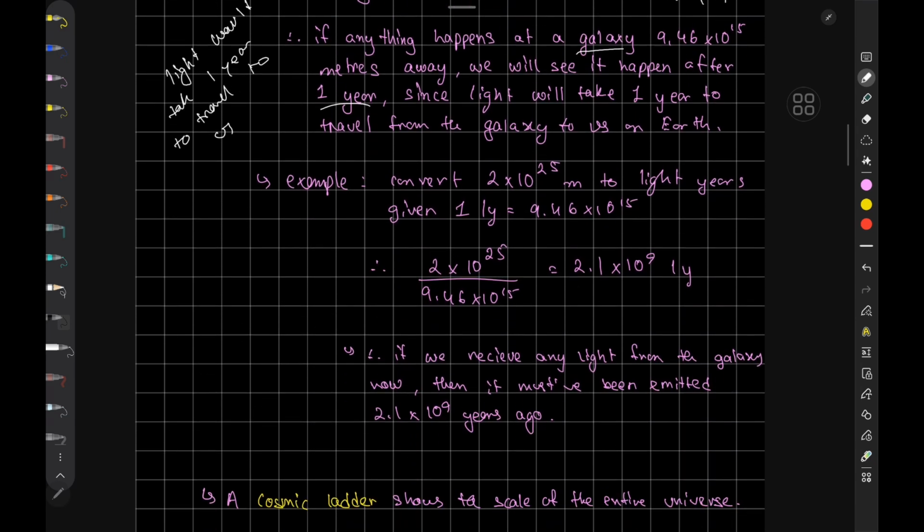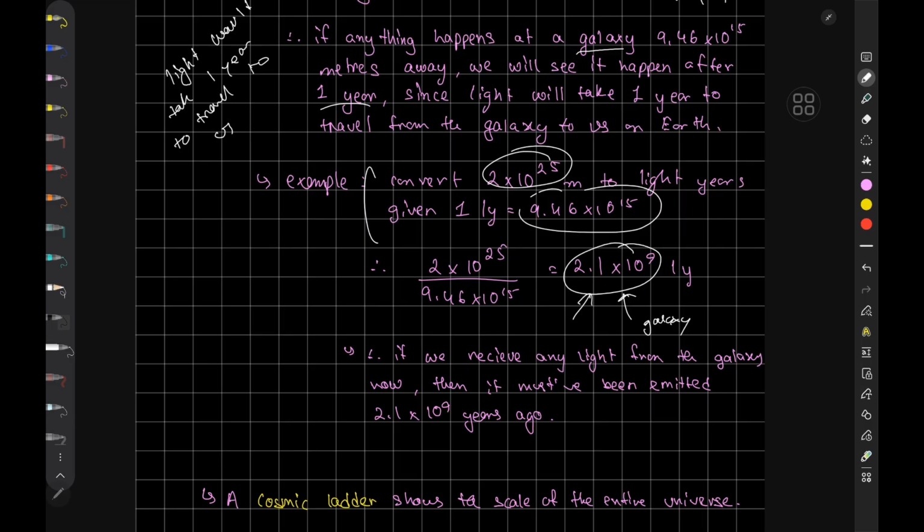So we can do a lot of calculations between light years and meters. Let's say they ask you to convert 2 into 10 to the power 25 meters into light years, and 1 light year is 9.46 into 10 to the power 15 meters. Then you divide whatever value you have by the meters in 1 light year, and you get however many light years the distance is. If it's a galaxy that is 2.1 into 10 to the power 9 light years away from us, it's very valuable information.